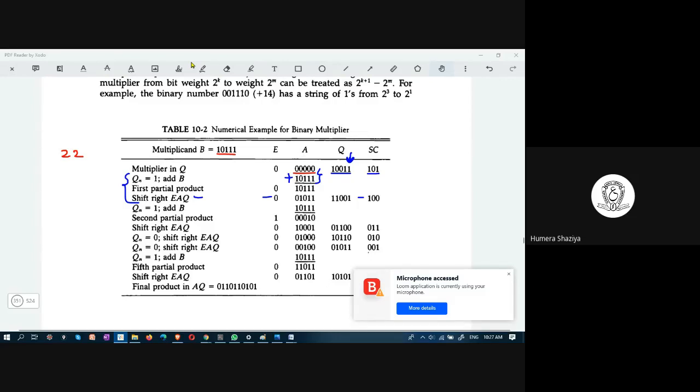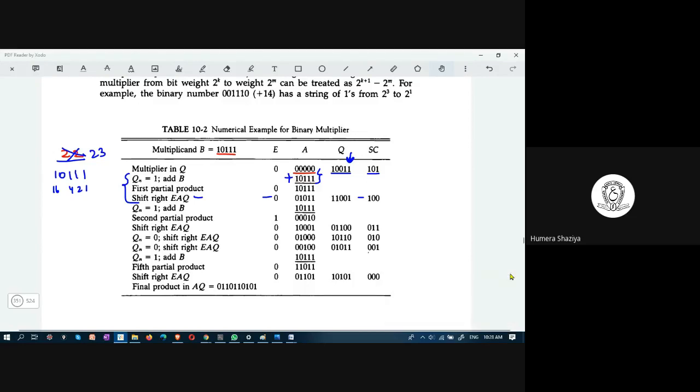How did you get 22? It's 1, 0, 1, 1, 1. This is 5 bits: 1, 2, 4, 8, 16. So 16 plus 4 plus 2 plus 1 is 23. So this is equal to 23, not 22. B is 23. Now let us do it with numbers.